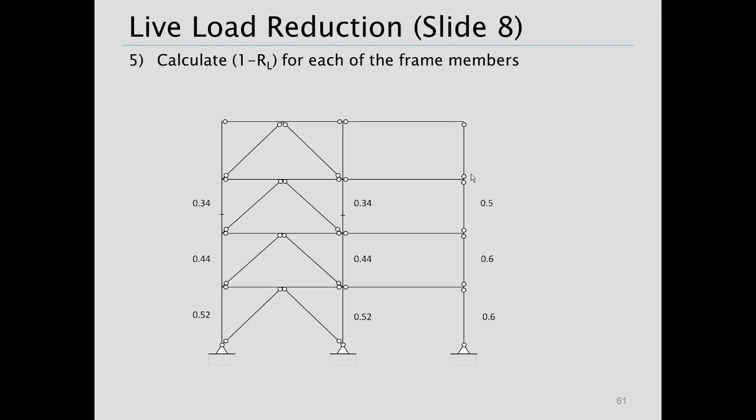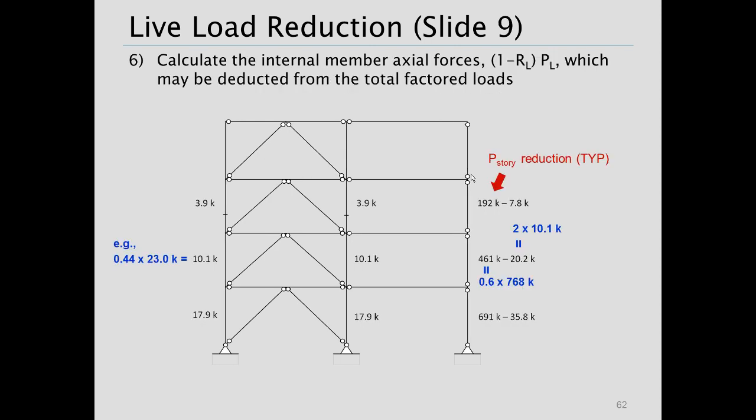Now to move forward, let's calculate 1 minus that live load reduction factor. We'll show that here on each of the columns. And once we have that value, let's multiply that by the live load force we had in each member earlier. For example, here we're going to have 0.44 times 23 kips as the example over on the left in the second story column, or in the dummy column, 0.6 times 768. But then we'll subtract off of that. Here's why I kept that separate. I've got 10.1 that I'm subtracting off of the columns in the brace frame, so I'm taking off 2 times 10.1 from the dummy column here.